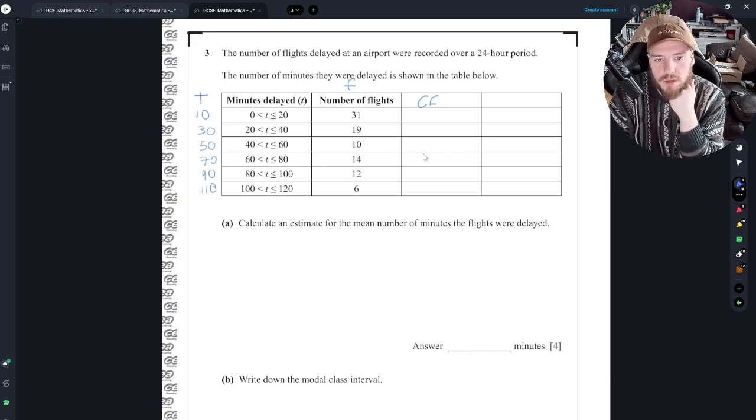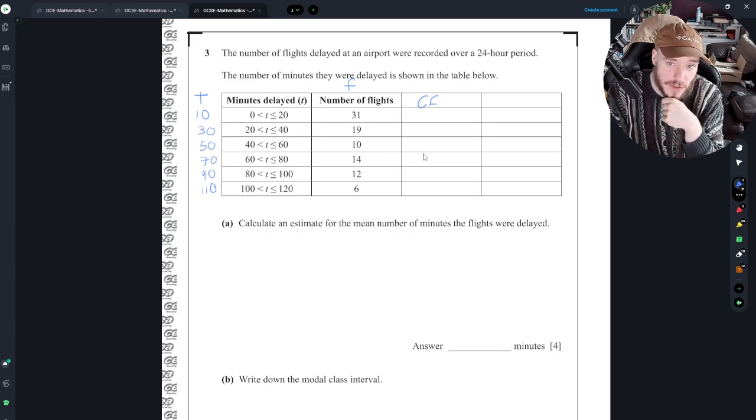Essentially what they're saying here is there have been 31 flights that have had a delay between 0 and 20 minutes. So 31 times there's been a delay in this range of time. Same with here, 19 flights have had a delay of 20 to 40 minutes. Pretty straightforward stuff.